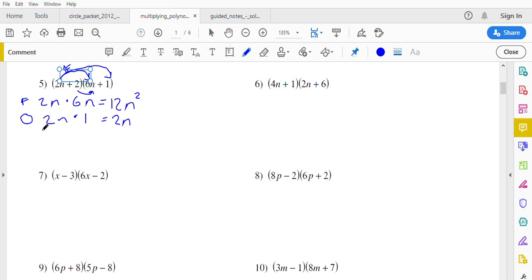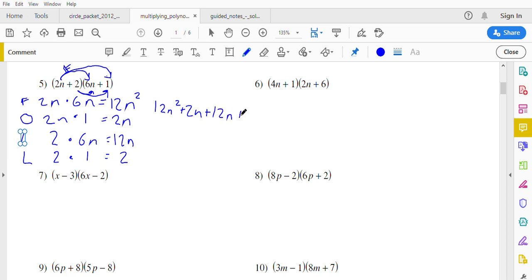So that was the outer, the inside FOIL, first, outer, inner. That looks like an E. I'm getting the hang of this writing thing, I swear, guys. FOIL. Our next one is going to be our inner ones. So 2 times 6n, which will be 12n, and the last will be the last 2 times the 1. 2 times 1 is 2. So finally, what do we get? 12n squared plus 2n plus 12n plus 2.